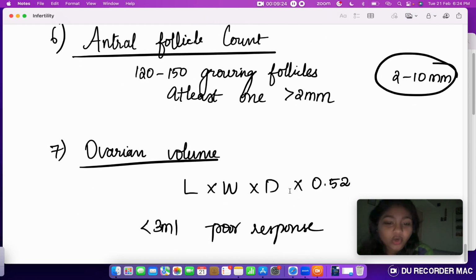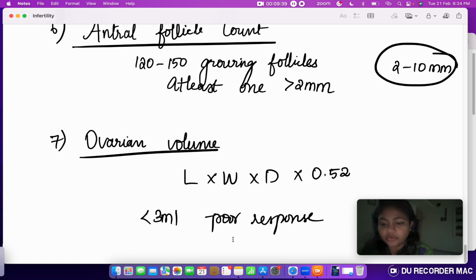Last one is ovarian volume. By ultrasound we measure the length, width and depth, and multiply by 0.52. If it comes to less than 3 ml, they are poor responders to gonadotrophins, so we have to go for a donor egg.